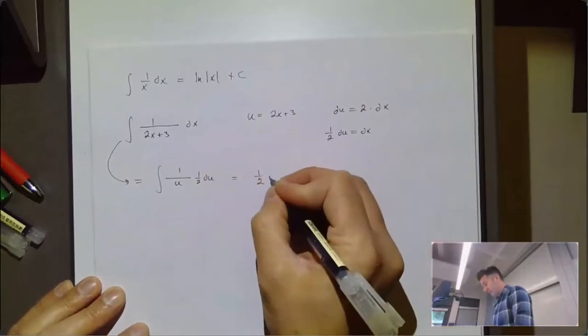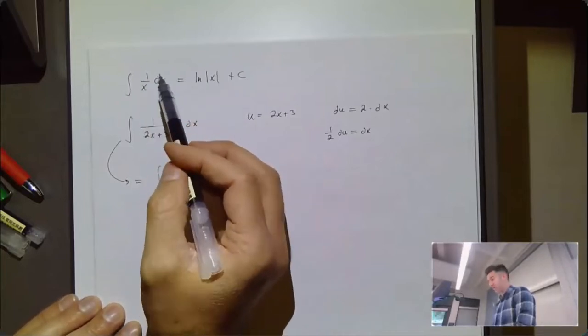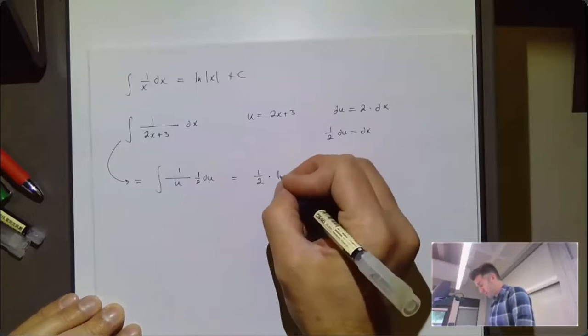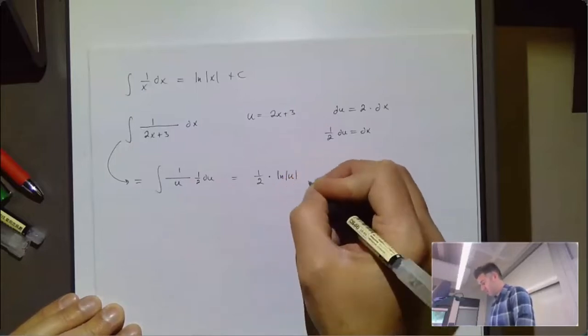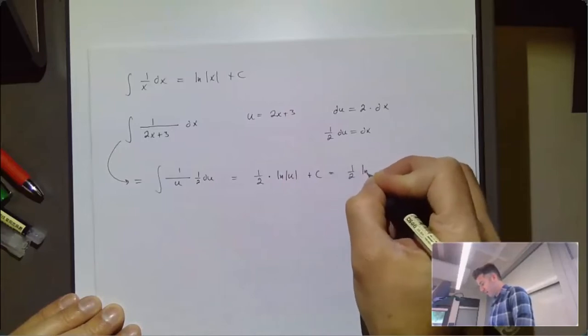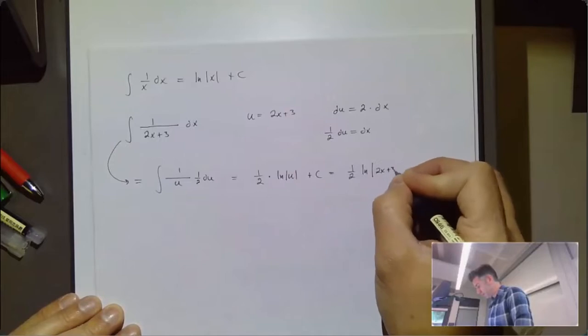And then the antiderivative of 1 over u, well, just like the antiderivative of 1 over x is the natural log of the absolute value of x, the antiderivative of 1 over u is going to be the natural log of the absolute value of u. So then we're going to get 1/2 natural log of the absolute value of 2x plus 3.